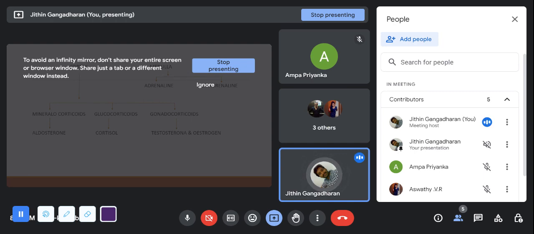Now, gonadocorticoids. The name itself indicates gonads, so they have an effect on testosterone as well as estrogen. So the gonadocorticoids, the mineralocorticoids, as well as the glucocorticoids are the hormones produced by the adrenal gland or suprarenal gland. Clear? Next one, the functions.